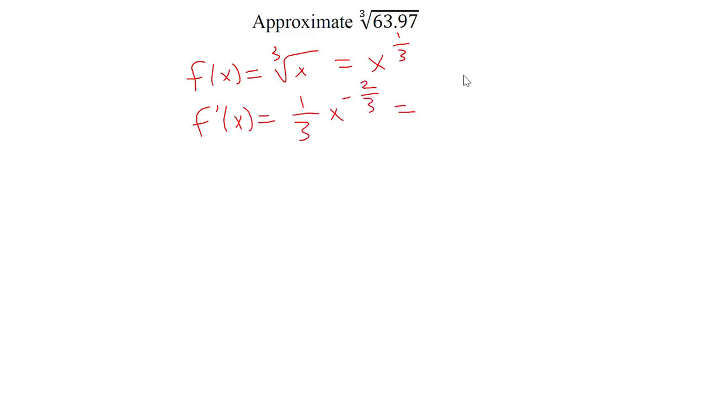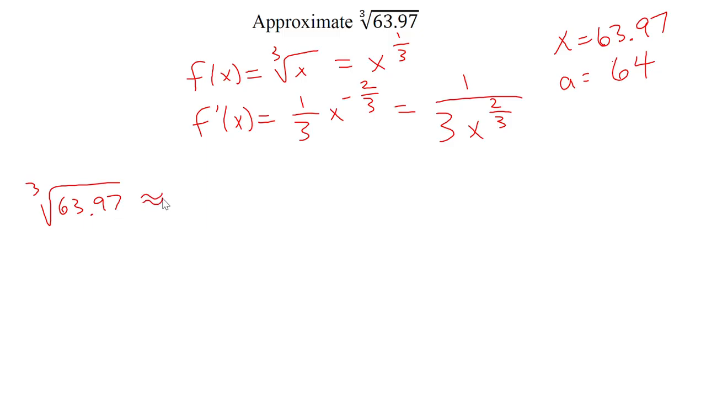For our next one here, we want the cube root of 63.97. So we're going to use the cube root function, right? f of x is going to be cube root of x, which is the same as x to the 1/3. And f prime of x will be 1/3 x to the negative 2/3, which is the same as 1 over 3 x to the 2/3. Our x value is 63.97, and our a value is the closest thing to that we can easily cube root, which is 64, right? Because 4 cubed is 64.